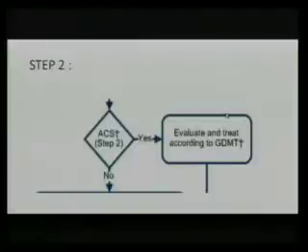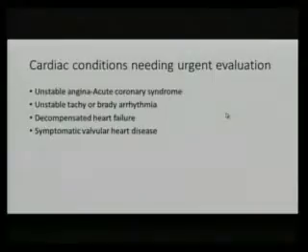Step 2: you've decided that the patient doesn't have any urgent or emergent indication; it's more of an elective surgery. Then you assess the patient and see if they have any kind of acute cardiac syndrome. They use the term ACS, but what they're basically referring to is any unstable angina, acute coronary syndrome, any unstable tachy or bradyarrhythmias, decompensated heart failure, and symptomatic valvular heart disease.